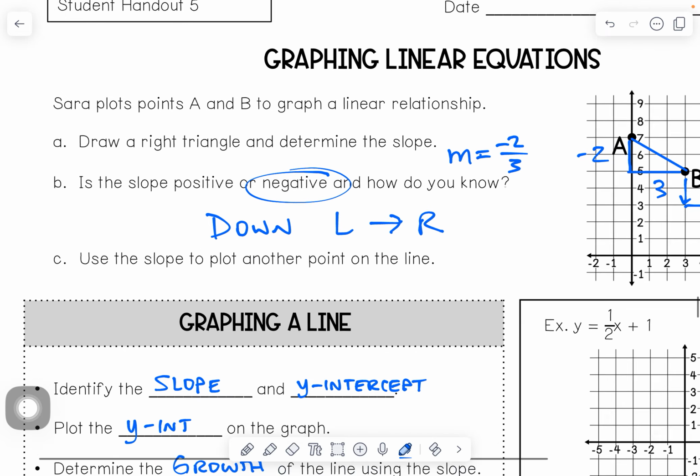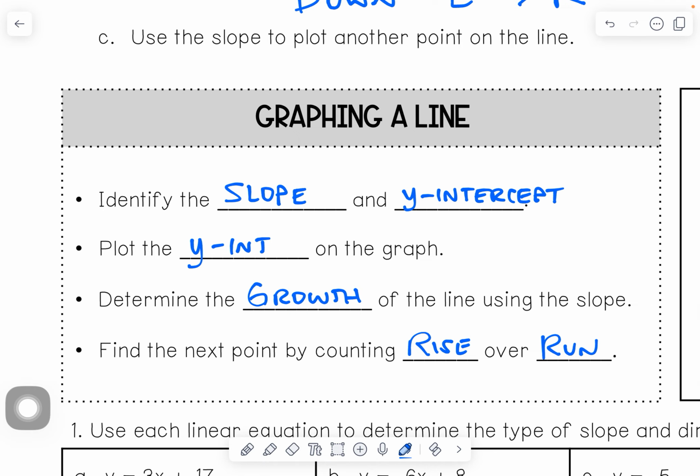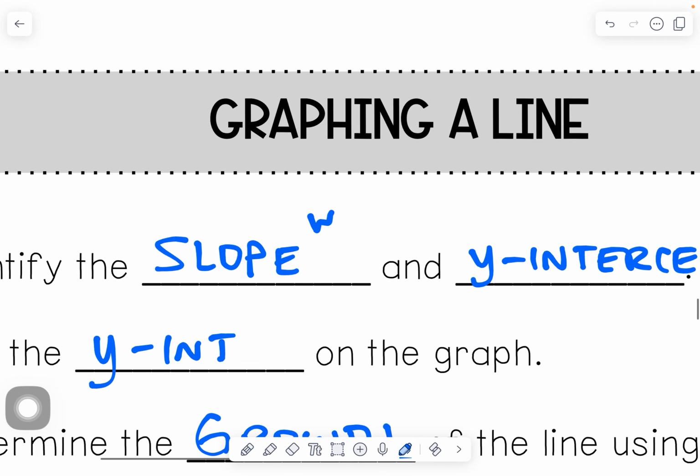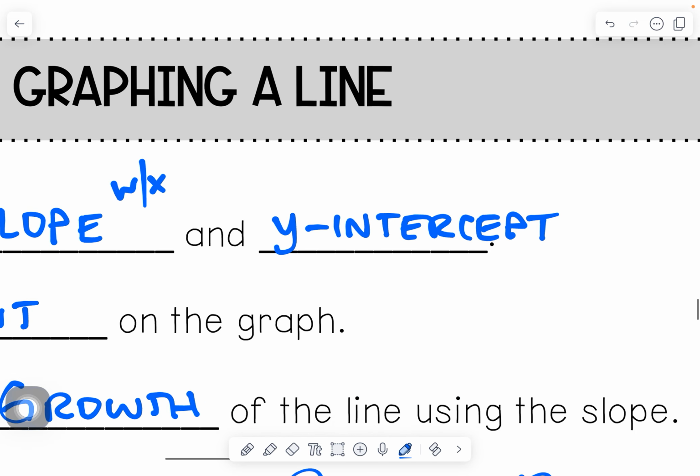All right, so how do we graph a line? Okay, go ahead and copy down these directions. The first thing we're going to do is identify slope and y-intercept from our equation. Remember, the slope is the m value. That's always with the x. Okay, and the y-intercept is the b value, which is always the constant. Okay, it's a vocab word.